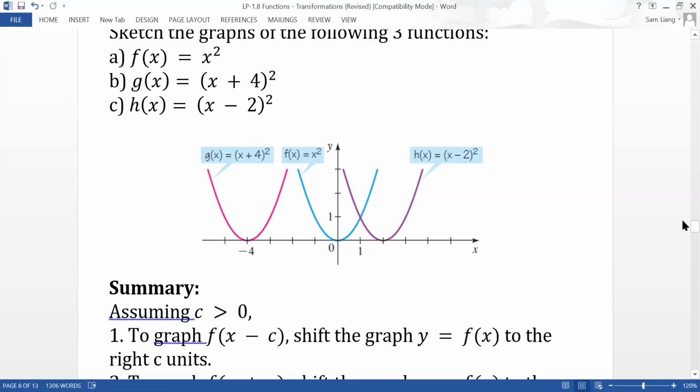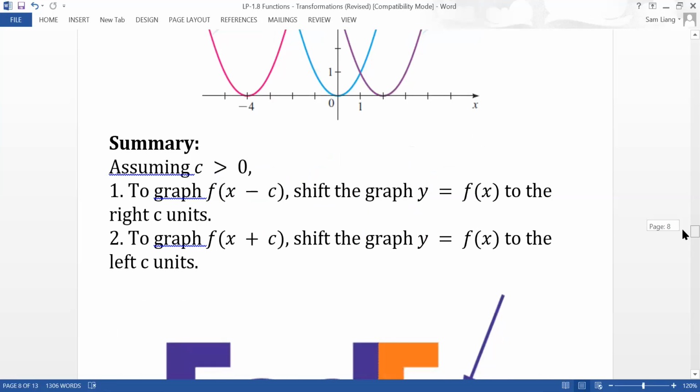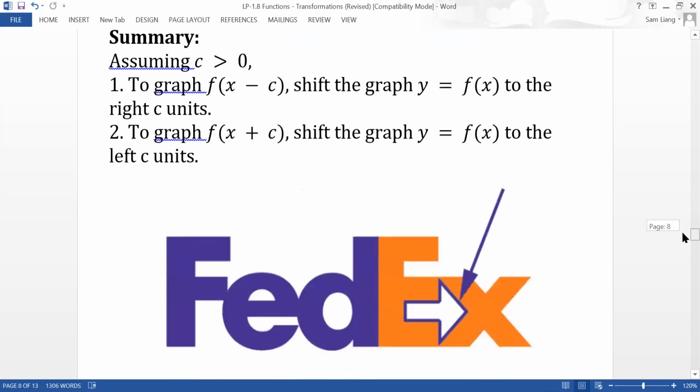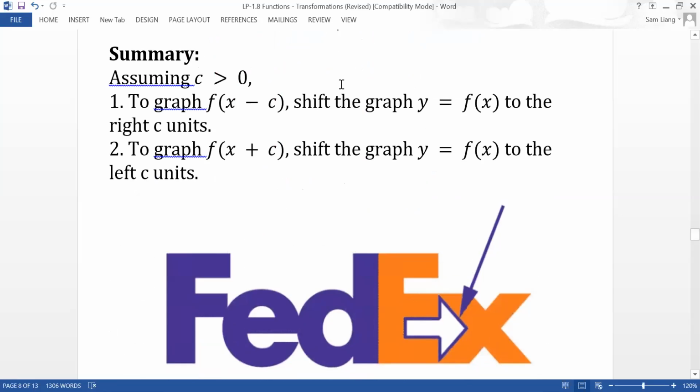Okay. But this is a summary here. So assuming c is greater than 0, and yeah, that's the mnemonic here. It's a FedEx logo, but I'll explain it in a sec. Assuming c is greater than 0, to graph f of x minus c, shift the graph y equals f of x to the right c units. So if it's minus, it's to the right. And f of x plus c, shift the graph y equals f of x to the left c units. Okay, so just like that Beyonce song, to the left, everything you know in a box to the left. Okay, so plus c, left c units. Okay, now as promised, let me explain this logo.